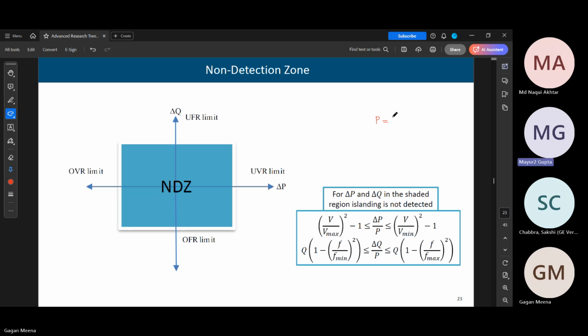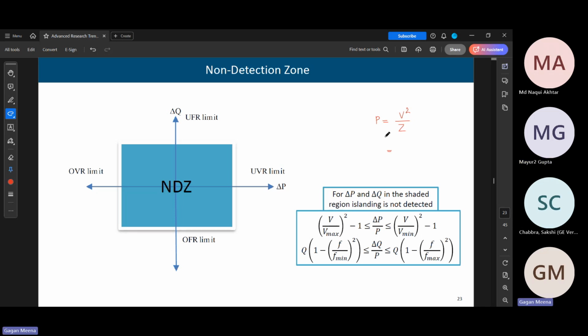V square by Z. Yes, V square by Z. Now, what do you say? Is power dependent only on voltage, only on frequency, or both? And this expression is absolutely correct. There is no doubt about this, right? This is universally applicable.